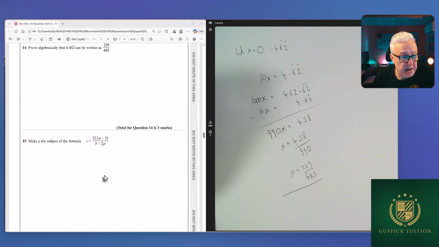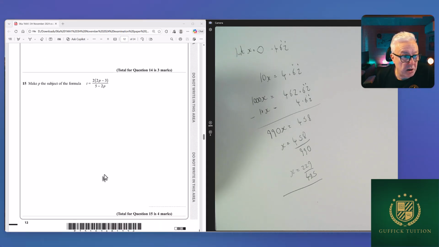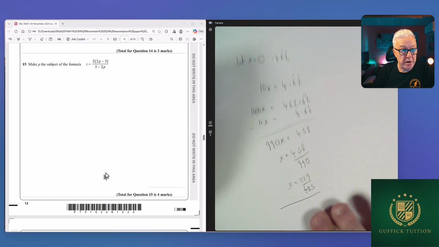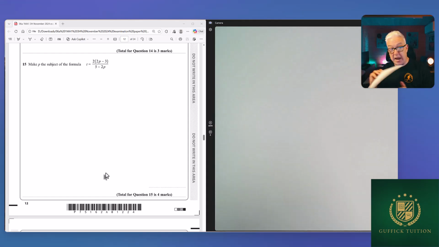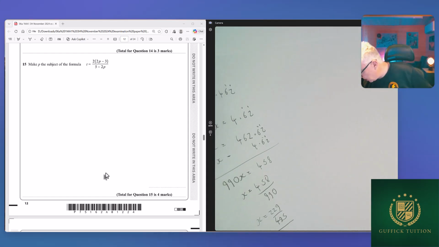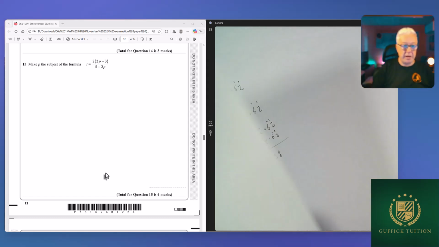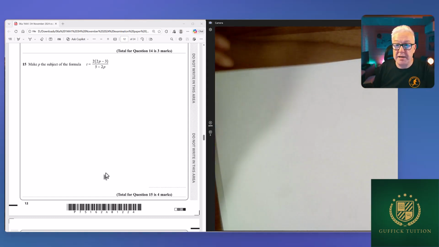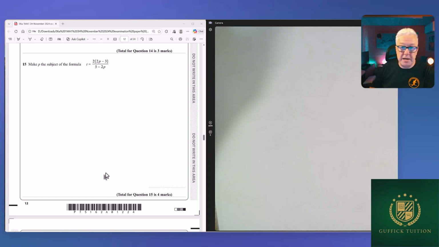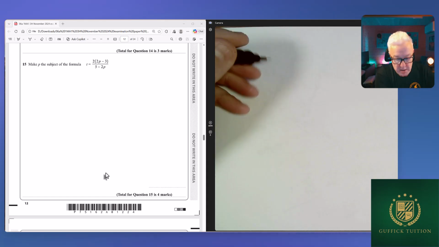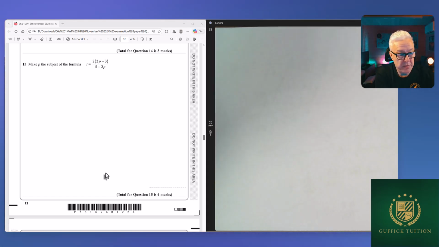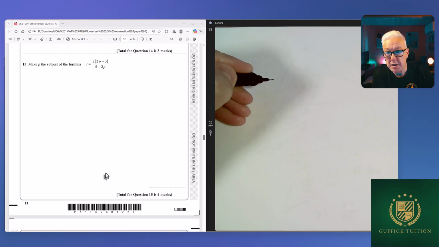Okay, question 15. Make P the subject of the formula. Oh yes, rearranging formula. Again, this is one of those topics, anybody who's thinking about A-level and you're wondering what A-level is going to be like, this is the kind of key skill that would be absolutely essential to know how to do for A-level. So the kind of thing you'll be doing all the time in lots and lots of questions. So let's have a look at this one.